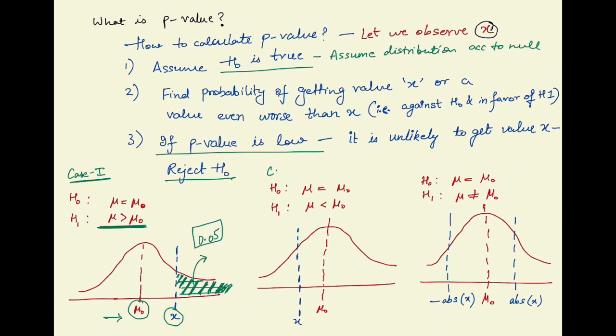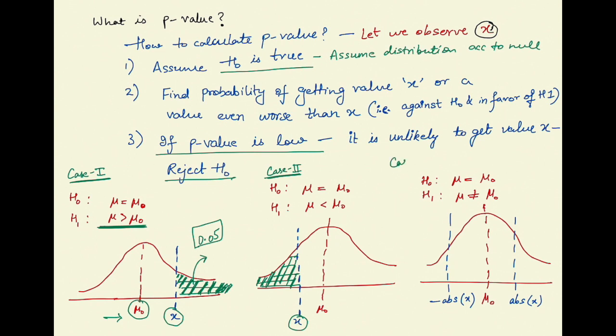For example, in case 2, let's say our null hypothesis again says that we have a normal distribution with mean mu naught, but our alternate hypothesis says that no, our mean is much less than mu naught. Then again we'll calculate the probability of getting the value x or a value which favors H1, that is a value lower than x. And if this value is low, then we can understand that the given observed value x is very far away from the mean mu naught, and perhaps we should reject the null hypothesis because we do not have sufficient evidence that the observed value might belong to a normal distribution with mean mu naught.